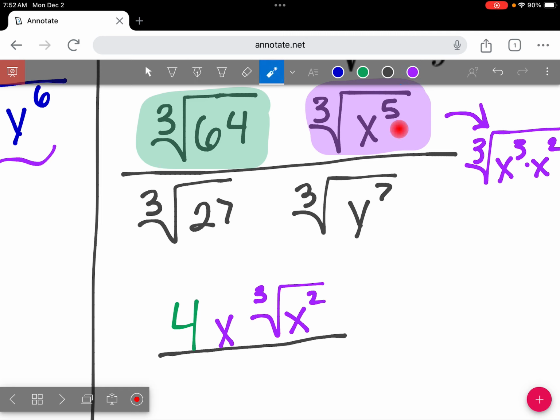They were in the numerator originally, so they are still in the numerator. Same vibe with the denominator. If it was down here, it's going to stay down here.